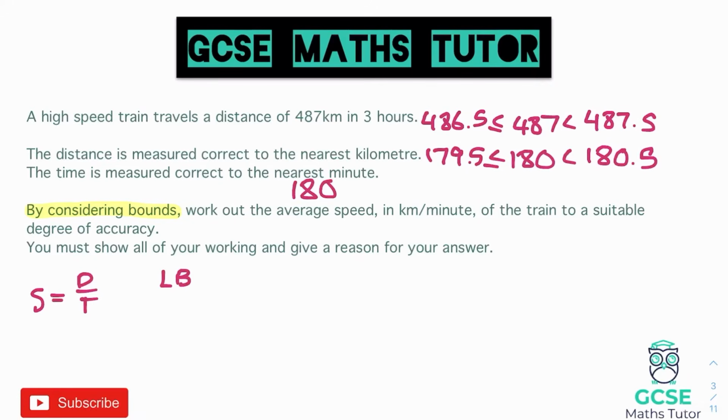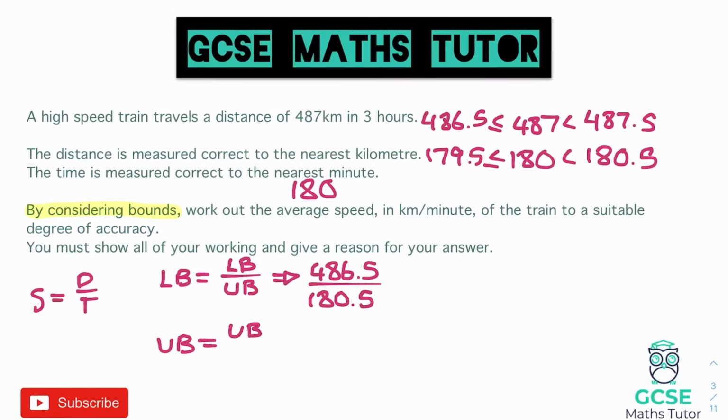So the lower bound is going to equal the biggest on the bottom and the smallest on the top. So we want our lower bound for the distance, and we'll divide it by the upper bound of the time. So if we actually go ahead and work that out, the lower bound of the distance, so our smallest distance there, is 486.5, and we're going to divide that by the upper bound of the time, which is 180.5, and that's going to give us our smallest possible speed. As well as that, we're going to work out the upper bound, which is going to be the biggest possible distance, divided by the lowest possible time.